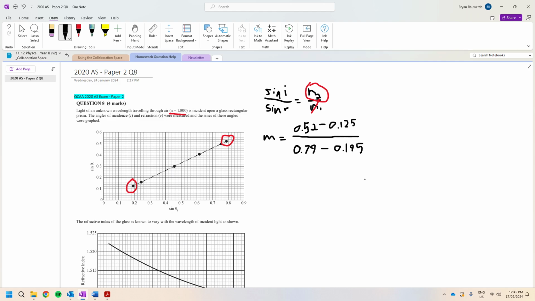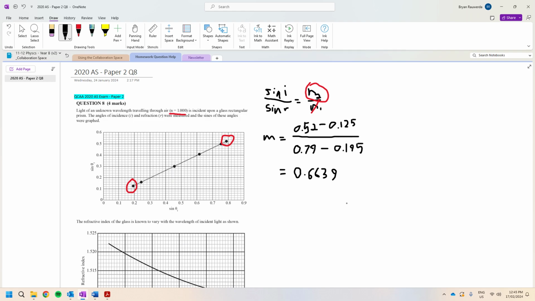Going to pull out my trusty calculator and do the working out off screen, sorry. 0.52 minus 0.125, all divided by 0.79 minus 0.195, and we get a value of 0.6638, or 0.6639 essentially.